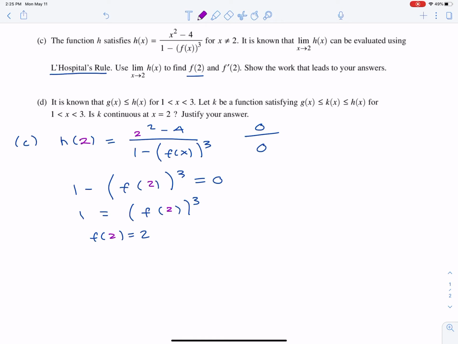The idea is I was plugging it in, L'Hopital's applies, so we knew it had to be a 0 over 0 situation since the numerator equaled 0 and the denominator equals 0. So all we had to do was take the denominator and set it equal to 0. So we now know that f of 2 equals 2. Sorry, not 2, 1. Bad math. Okay, so f of 2 equals 1. Great. Now let's go find f prime of 2.